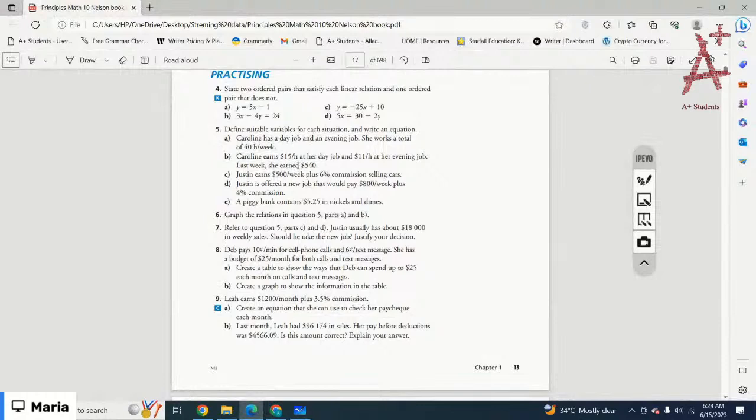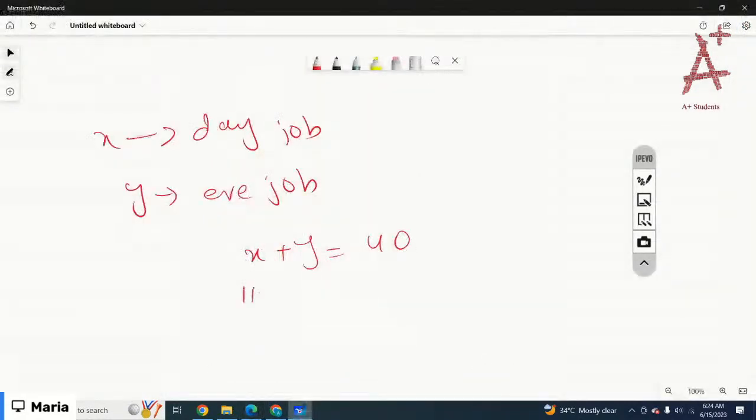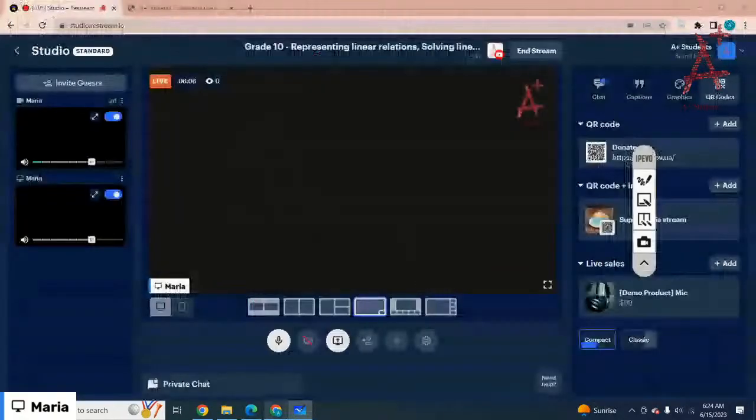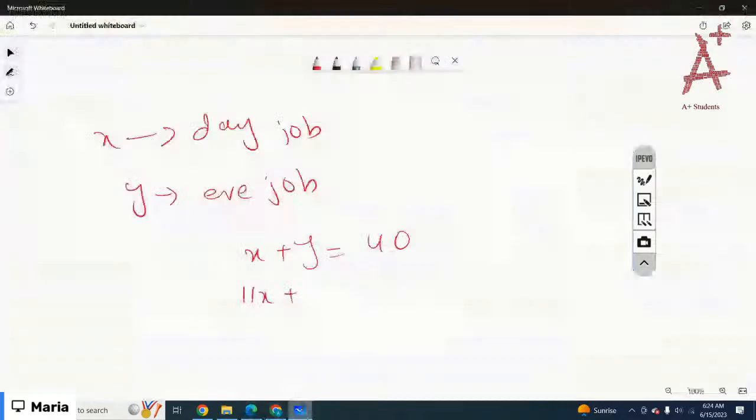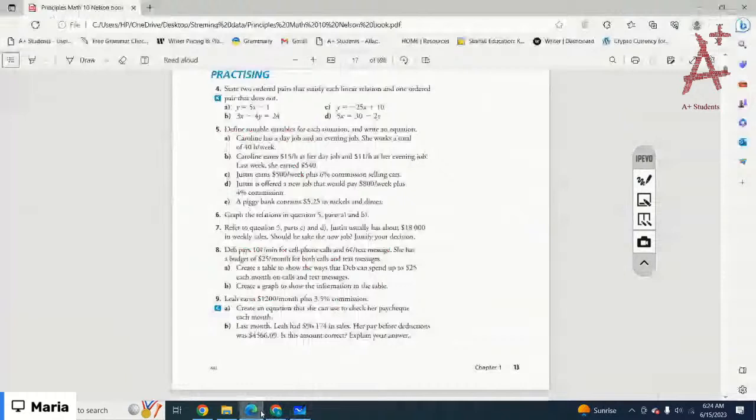So the total money she earned is 540. So it would be 15x plus 11y equals 540, because she earned 15 from the day job and 11 from the evening job, and the total amount she earned is $540. Got it? Okay, the next one is Justin earns $500 per week plus 6% commission selling cars.